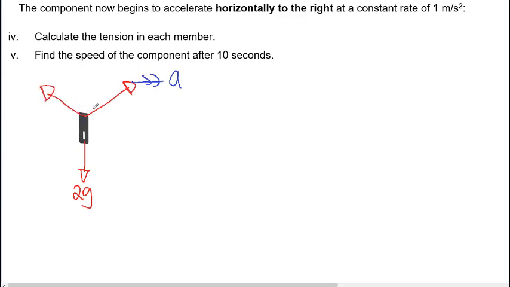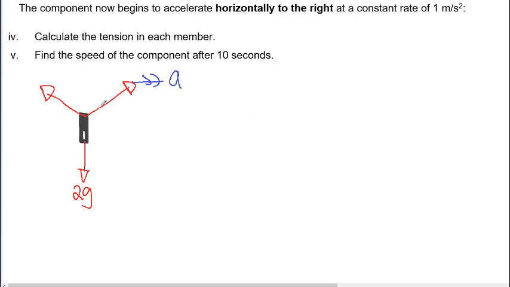The reason we're redrawing it is because now it's moving this way, so the tension cannot be the same. That only happens if the angles are the same and it's not moving. The angles are still the same, that's still 25, that's still 25. However, the thing is now moving to the right. So this force must be bigger than this one because it's pulling it to that direction.